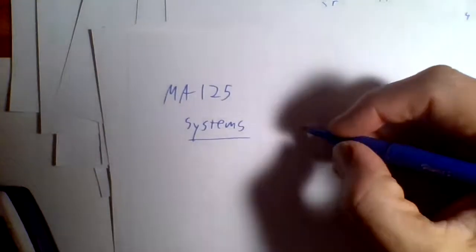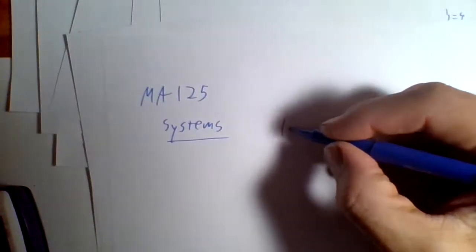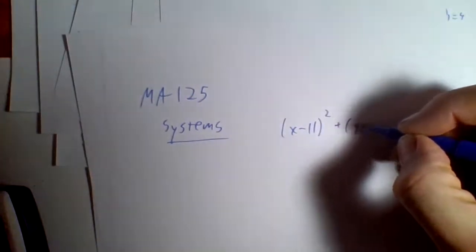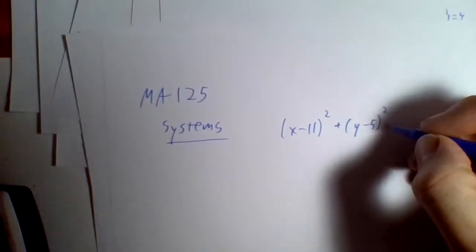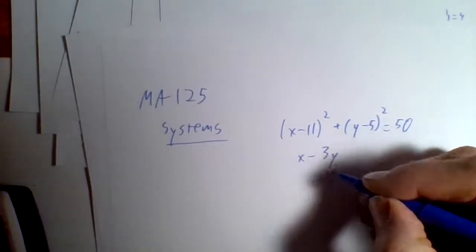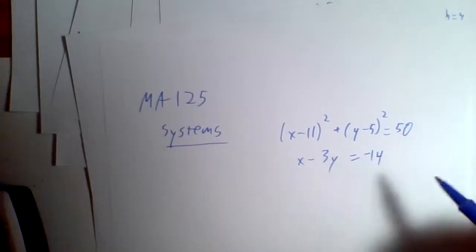These are practice problems, and this is one of them on the nonlinear system. It starts off like this: (x minus 11) squared plus (y minus 5) squared equals 50, and x minus 3y equals negative 14. So that second one definitely should look familiar to you. That's a line. That's got an x and a y term. We could put it in y equals mx plus b form if we wanted to graph it. It's just a straight line.